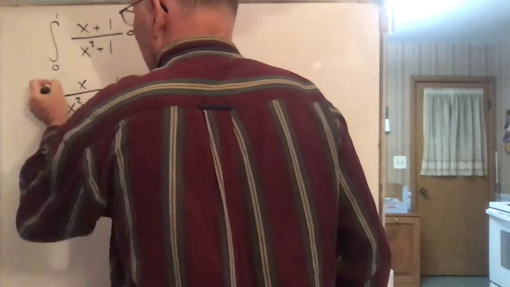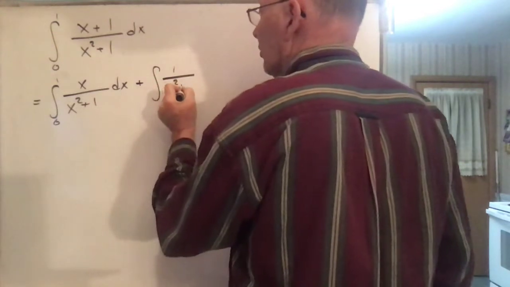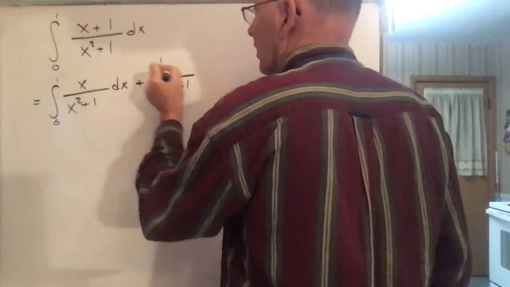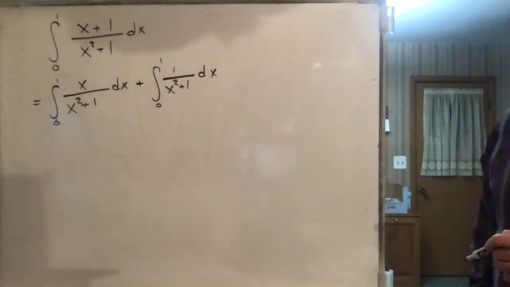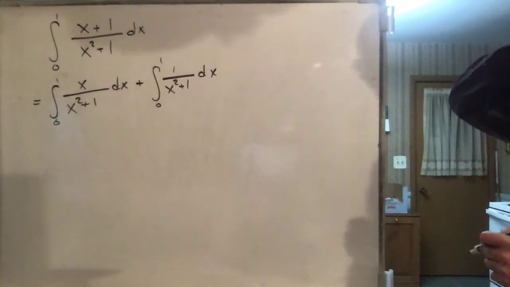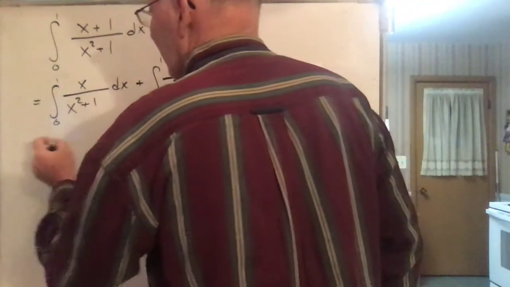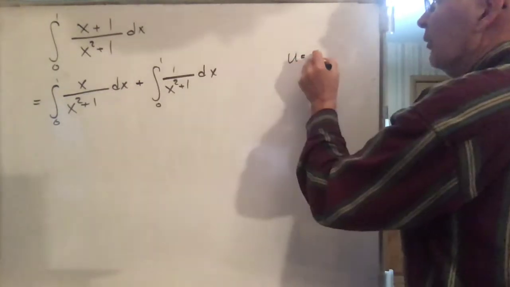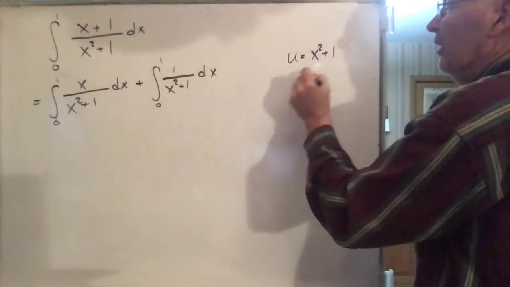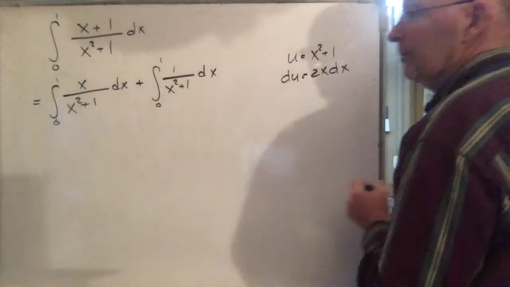dx plus 1 over x squared plus 1 dx. Okay, and now I can make a substitution here. Let me do it over here. I can let u be equal to x squared plus 1. So du is going to be 2x dx.